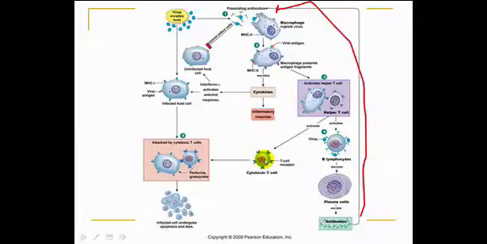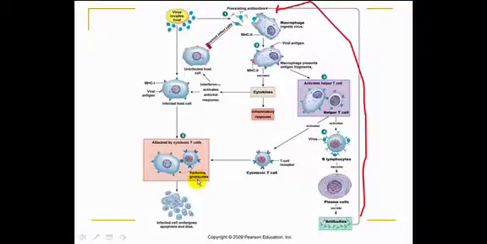The cytotoxic T cell proliferates, so you make a lot of cytotoxic T cells that can go and attack cells that have been infected by the virus and are presenting the viral antigen on the surface, and they'll destroy them by causing them to lyse by producing perforins, or cause them to undergo apoptosis by producing granzymes.